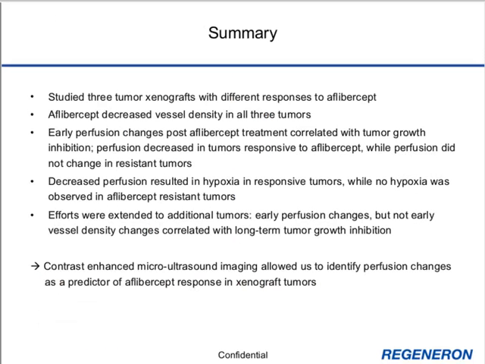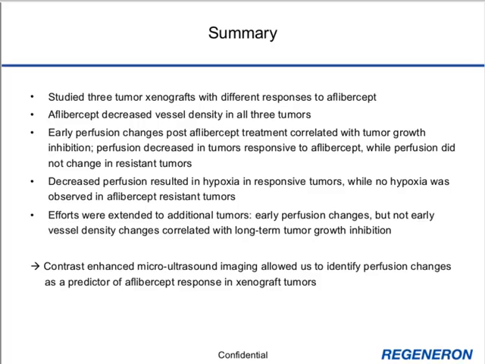So just to summarize, we studied 3 different tumor xenografts with different responses to aflibercept, and aflibercept was able to decrease vessel density in all 3 tumors. However, early perfusion changes correlated with tumor growth inhibition, and we only saw the perfusion decreased in tumors that are responsive to aflibercept, while perfusion did not change in the resistant tumors. And this decreased perfusion resulted in hypoxia in responsive tumors, while no hypoxia was observed in aflibercept-resistant tumors, kind of as an inverse correlation to perfusion.